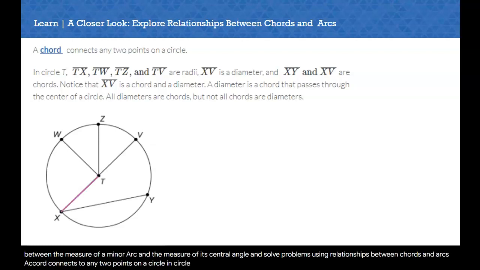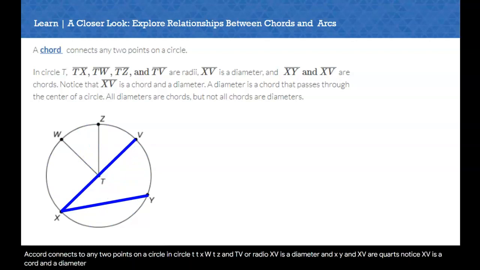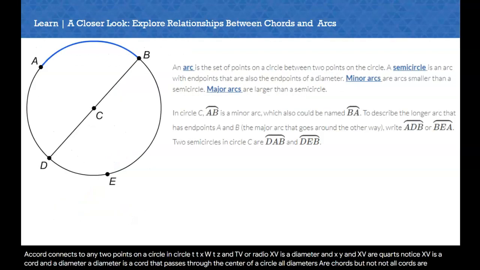In circle T, TX, TW, TZ, and TV are radii. XV is a diameter, and XY and XV are chords. Notice XV is a chord and a diameter. A diameter is a chord that passes through the center of a circle. All diameters are chords, but not all chords are diameters.